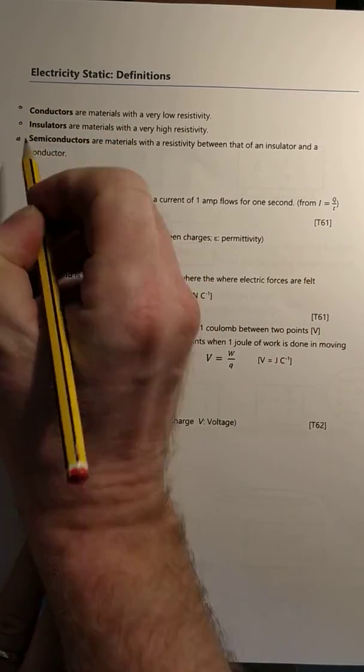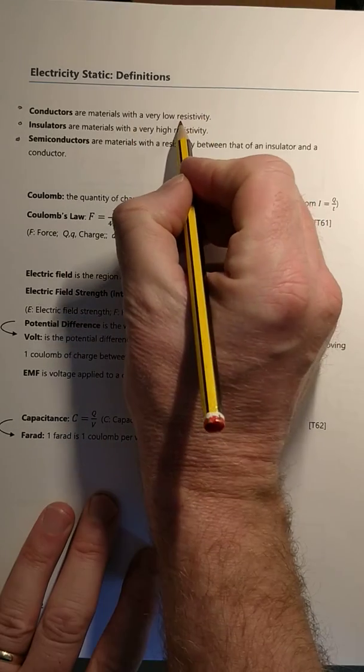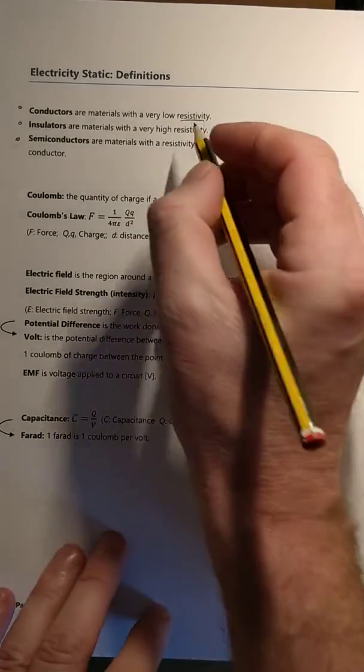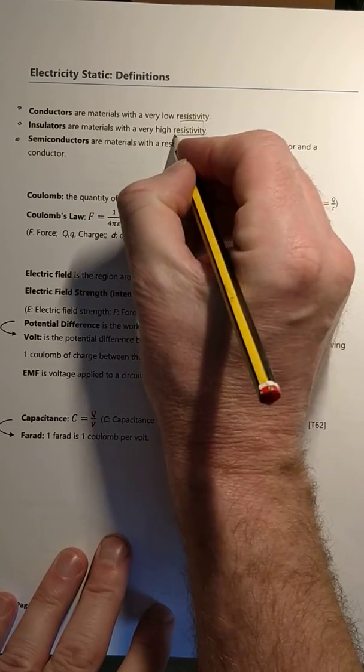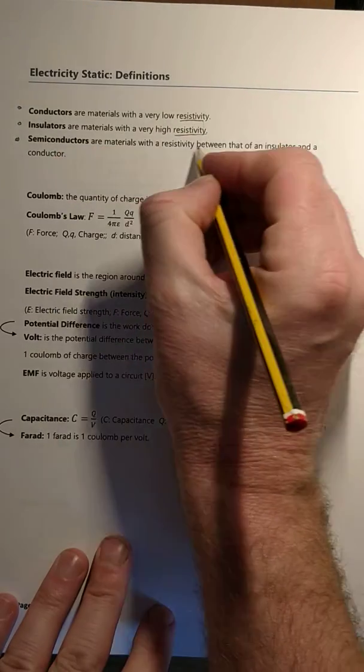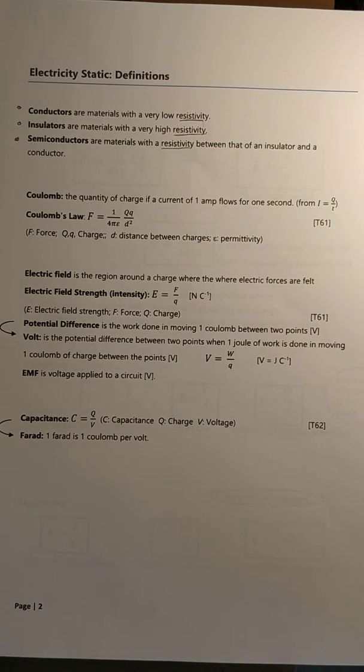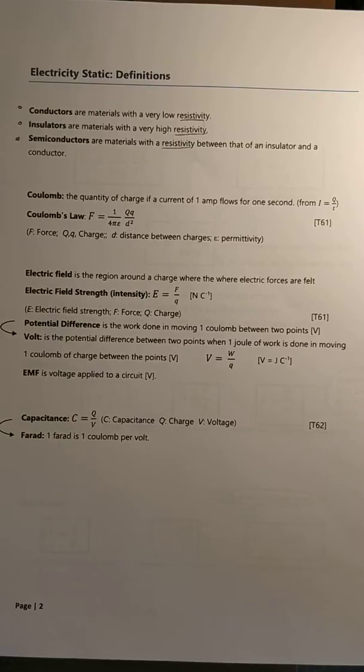Conductors, insulators, semiconductors. Conductors are materials with a very low resistivity. Now we haven't come across resistivity up to now, but we'll see what that means as we go. So underline resistivity. Conductors are materials with very low resistivity, insulators are materials with very high resistivity, semiconductors are materials with a resistivity between that of an insulator and conductor.